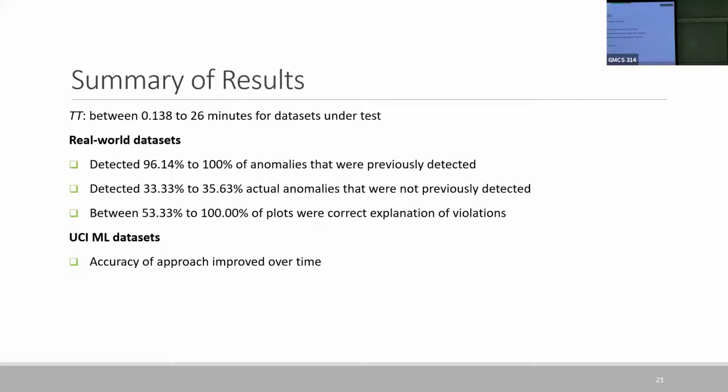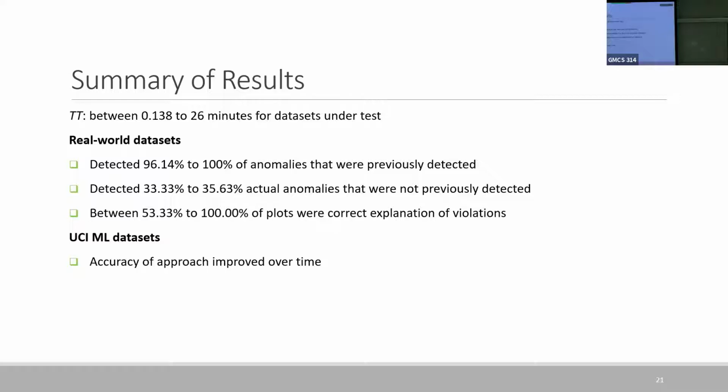What I mean by the existing approach is the approach that relies on a domain expert to define the constraints. Comparing our approach with those manual approaches, we could detect most of the anomalies. There were also some new anomalies that were detected and not previously detected by the existing approach. So it shows that our approach could discover some new constraints from the data.